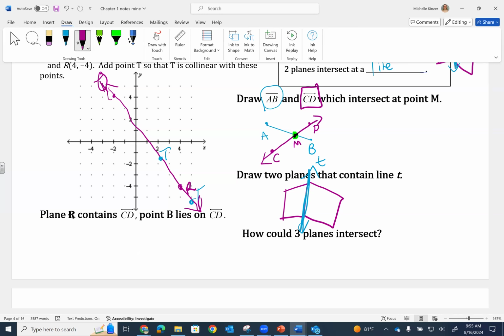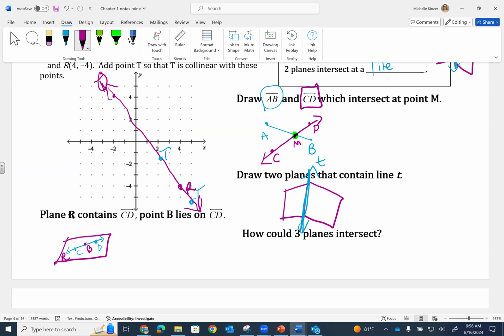And then it says draw plane R. And how we draw a plane is just use a parallelogram. So you take plane R, we'll name it R, like sign it like an artist. And it contains line CD. So you've got to put C on there and D on there. And it needs to be a line going forever in both directions. And then point B lies on CD. So that means we just have to grab B right here and put it on the line and on the plane. So if it's collinear with C and D, it's also going to be coplanar with them. And so there's no way to be a little higher or a little lower than that plane if it's on that line.